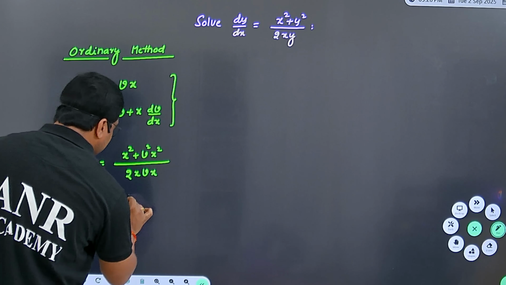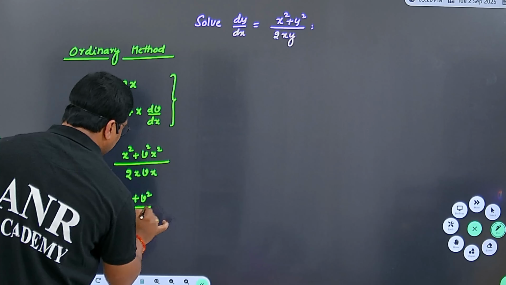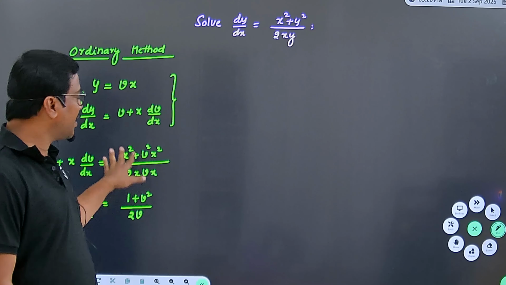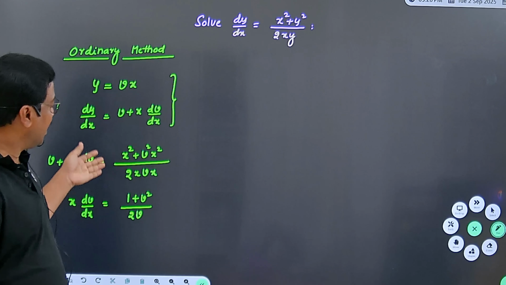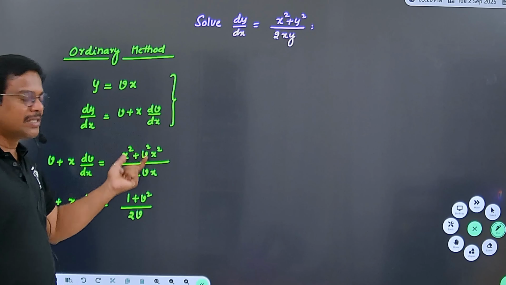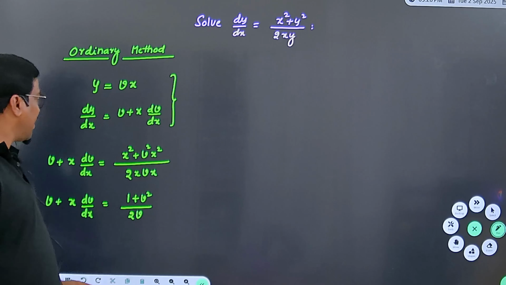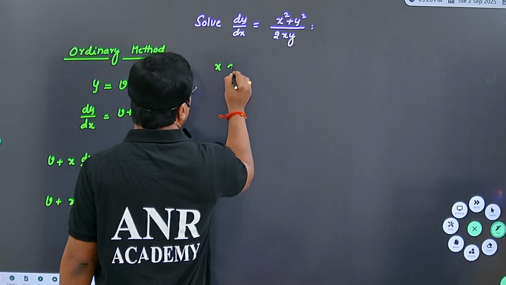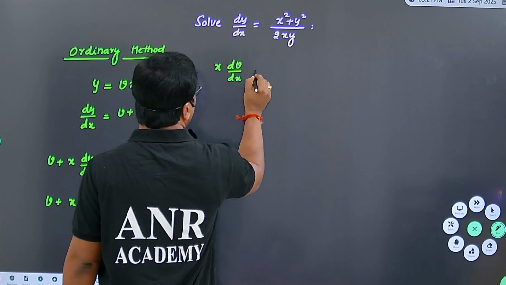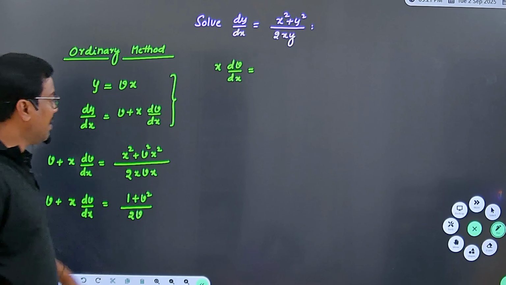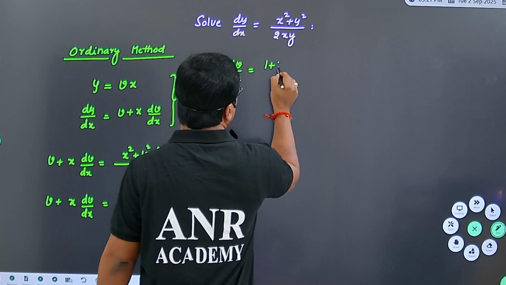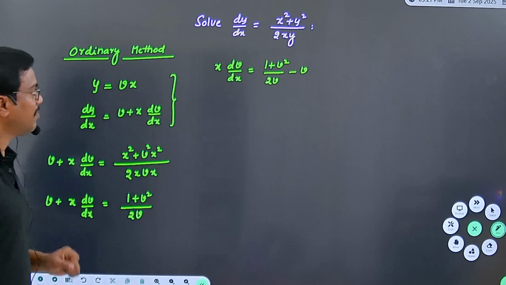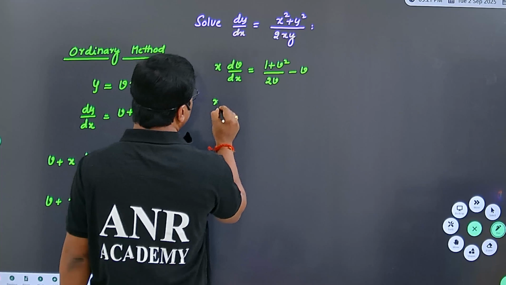So neglecting x square in each and every term containing x square, we get (1 plus v square) divided by 2v. In the next step, x into dv by dx can be written as (1 plus v square) divided by 2v minus this v.